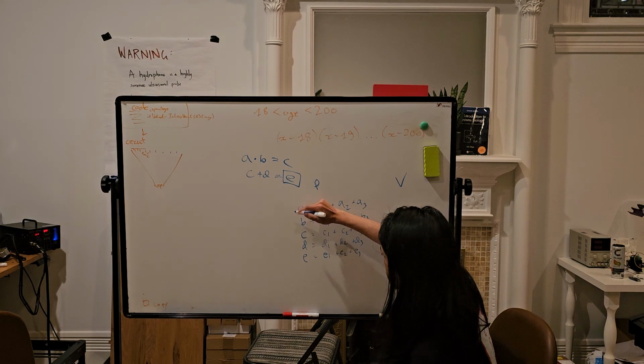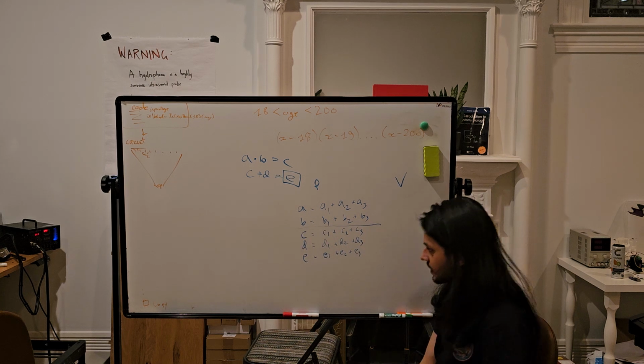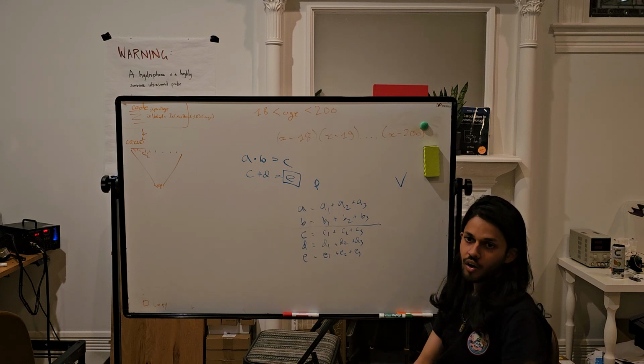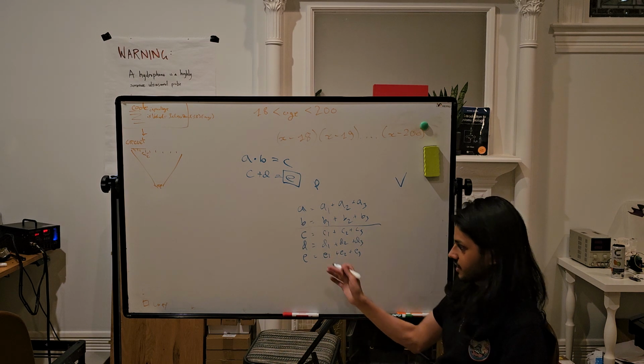So let's ignore A and B for now. I'm going to put this line here, and what we're just going to do is prove this first statement, C plus D equals E, where I'm not going to reveal C and D. And so how exactly does this work?